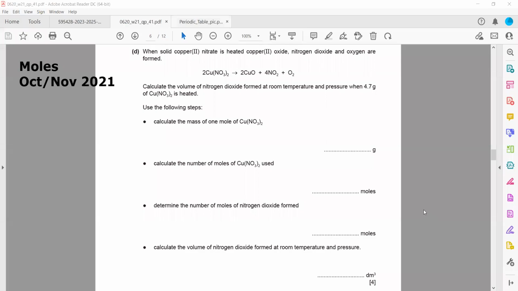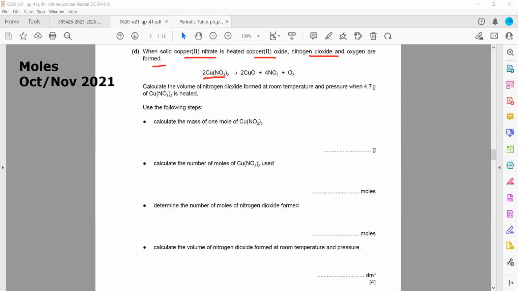So this one is October, November 2021. The question is: when solid copper nitrate is heated, it forms copper oxide, nitrogen dioxide, and oxygen. That's a thermal decomposition because we have one reactant and more products. So we call these types of reactions thermal decomposition. By the action of heat, we break down a chemical or a substance.